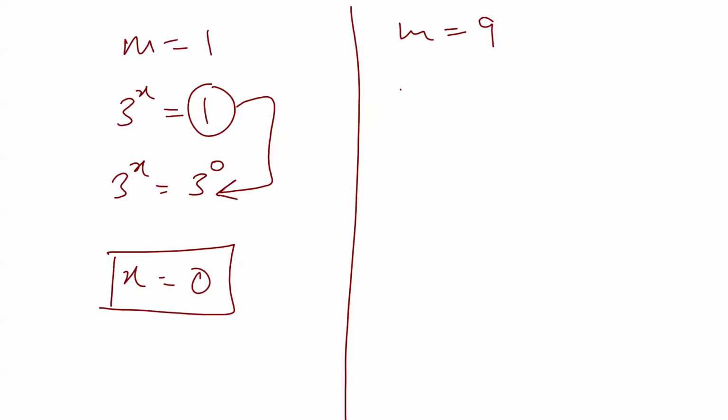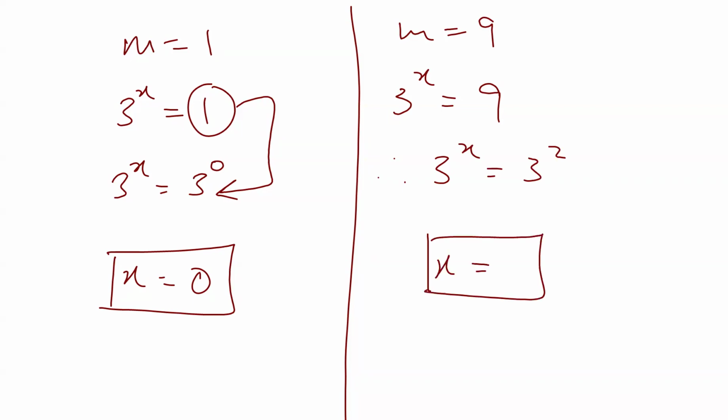So 3 raised to x is equal to 9. 3 raised to x is equal to 3 square. Therefore, by comparing, x equal to 2. Bases are same, so the powers will be equated.